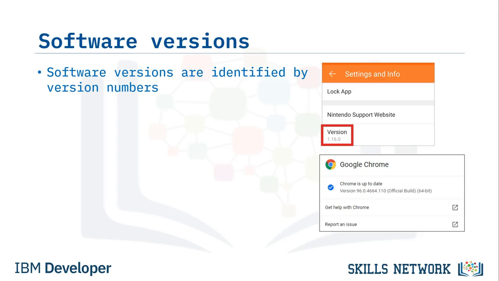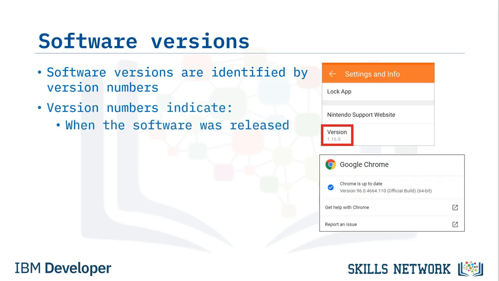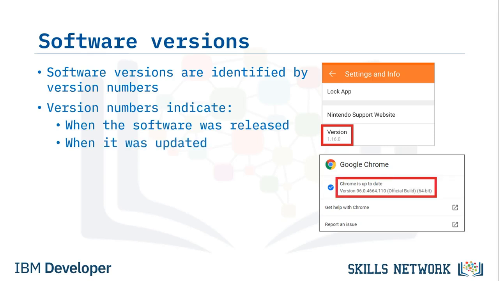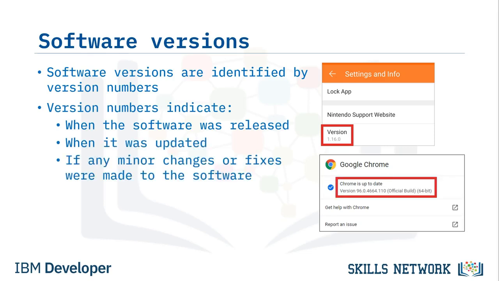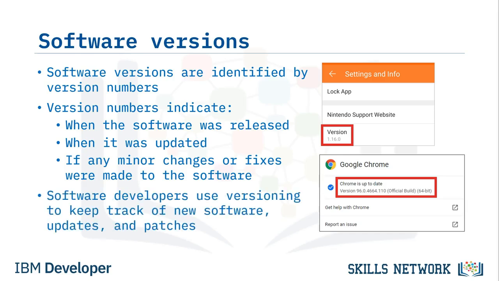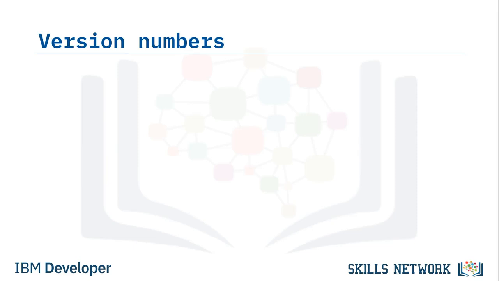Software version numbers vary in length and meaning. However, most version numbers follow a similar format and represent similar information. Version numbers indicate when the software was released, when it was updated, and if any minor changes or patches were made to the software. Software versioning is how software developers keep track of new software, updates, and patches for programs and applications. Version numbers can be displayed in several ways.